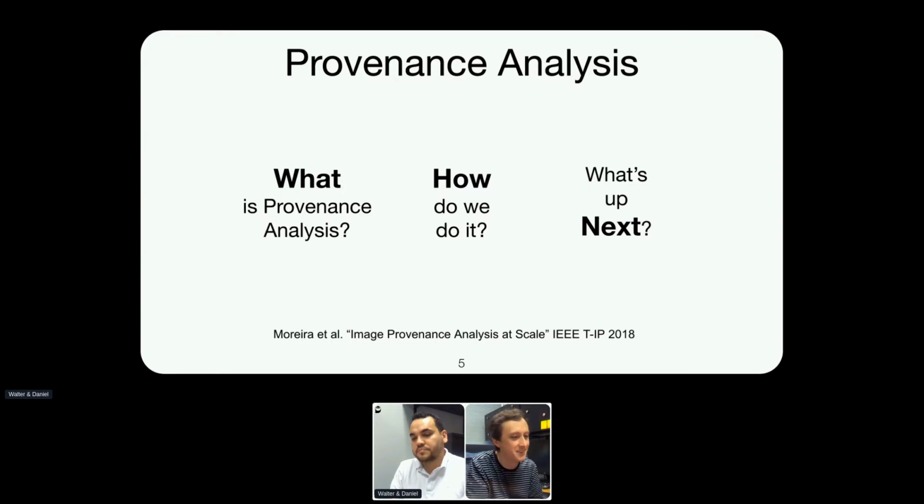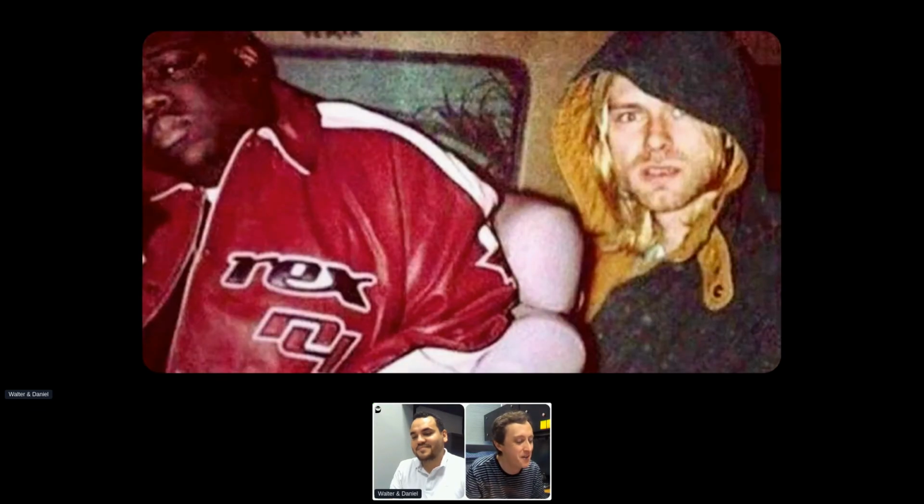Okay, so let me begin with this example. Here we have a cropped portion of a digital image, and this appears to depict two famous figures from the 1990s together. If you were a music fan back in the early 90s, you recognize these two figures. This would be a surprising juxtaposition. We've got the Notorious B.I.G., and he appears to be in the same car as Kurt Cobain.